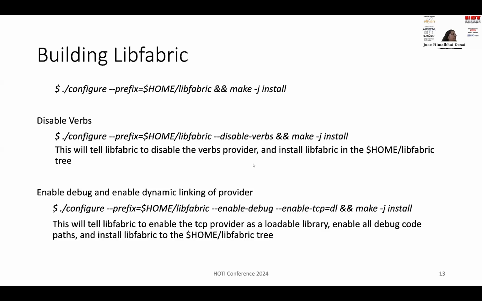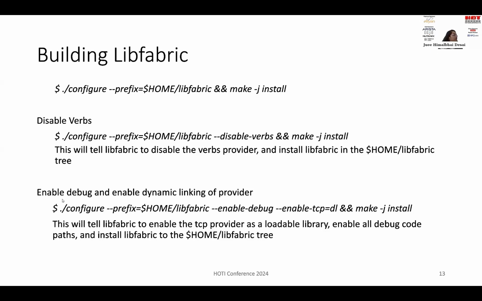Now let's go over a few examples of how we can build it. So the first one is the default option where you just give the prefix where you want to install, and we don't give any of the enable or disable provider options. So this will enable all the providers by default. Next option is, let's say if you want to disable verbs. So here we give the prefix and then we say disable verbs. So this is going to disable verbs and install Libfabric in our home Libfabric path. And this will only disable verbs. It will enable all the other providers by default.